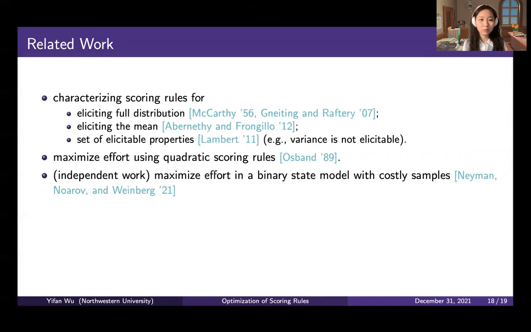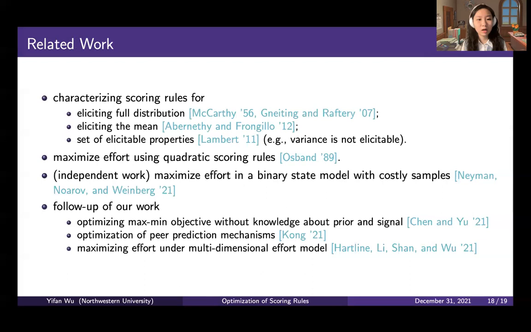There is an independent work by Neyman, Noarov, and Weinberg that maximizes effort in a binary state model and with costly samples. In our paper, we don't have assumptions on the cost of obtaining a sample. Instead, we consider maximizing the incentive given to the agent. Also, we consider a general state model under a binary effort level model.